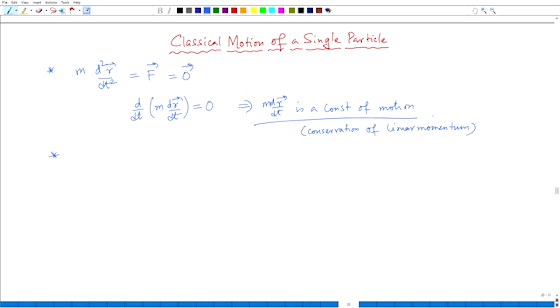Then we said that if the force has a specific form where the force can be written as a gradient of a scalar function phi, then this is a constant of motion, and this one is known as the total mechanical energy.